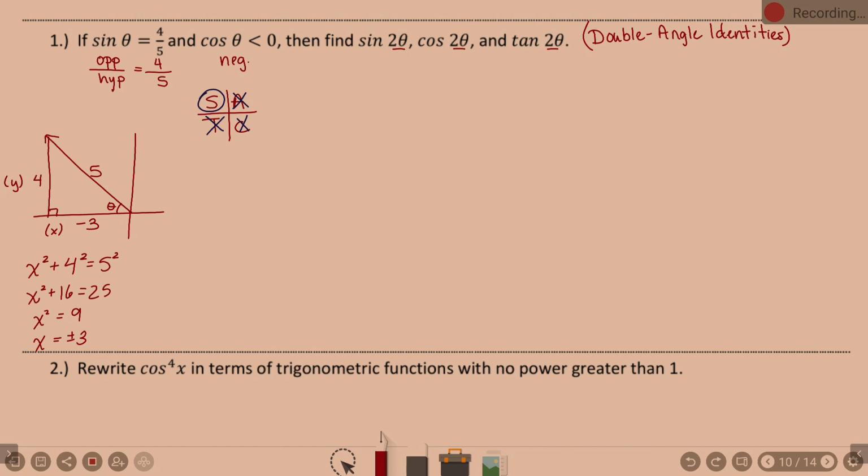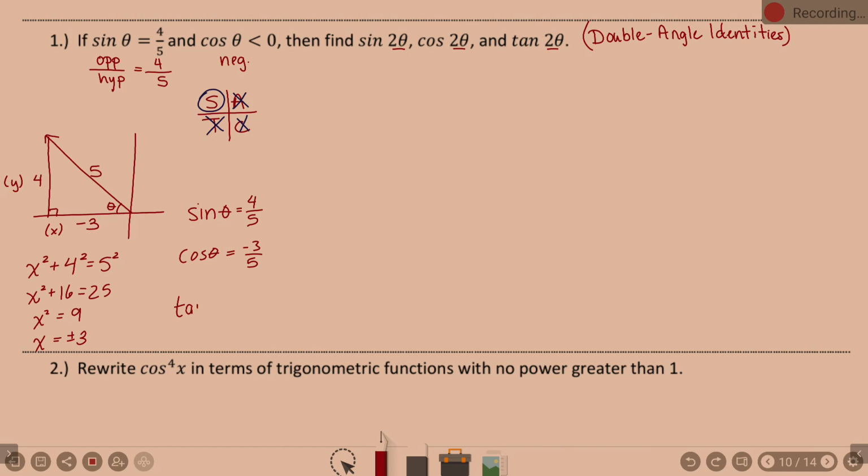Okay. Now, here's your triangle, folks. I need to know sine, cosine, and tangent. We were already told sine of theta is 4/5. What is cosine? -3/5. Because SOHCAHTOA, adjacent over hypotenuse, -3/5. Is it supposed to be negative? Yes, so it makes sense that I made that 3 negative, doesn't it?